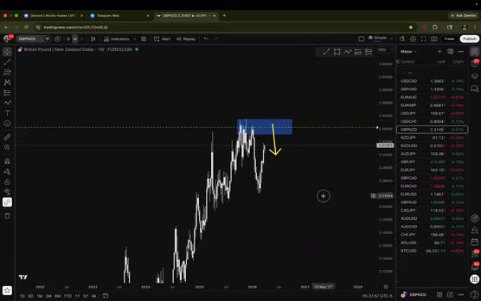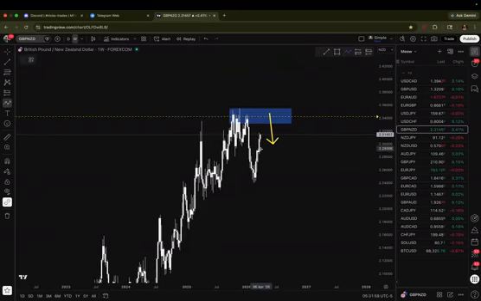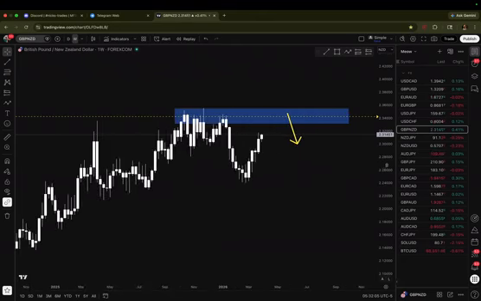So basically, if you zoom out like this, it becomes very clear: if it comes up into here, it might bounce. Cool. Stop loss above, target below. If it bounces, you make some profit.